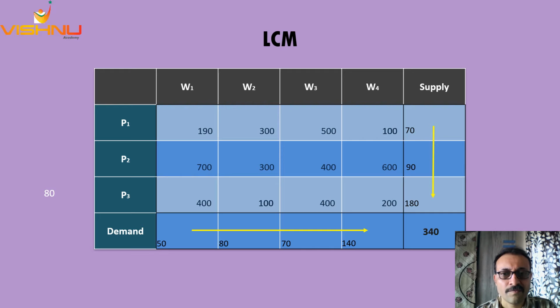Now, we have 12 different cells starting from P1W1 till P3W4, out of which I can see that the cell with the least cost is this cell with the cost 100. But hang on, I can see one more cell with the same least cost. So we have a situation where we have the least cost as 100, but we have two such cells. Now what do we do in this case?